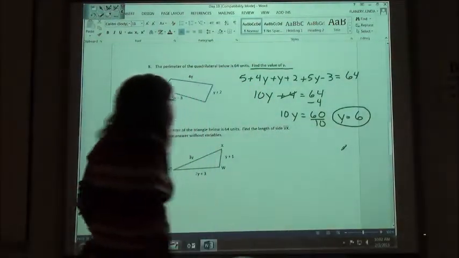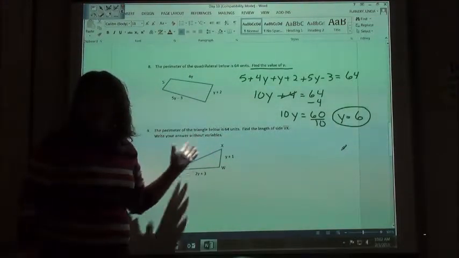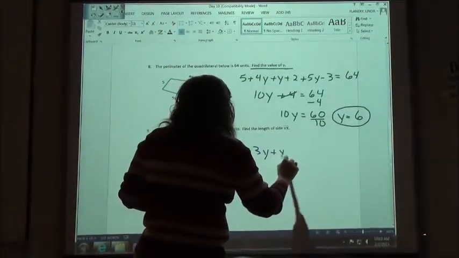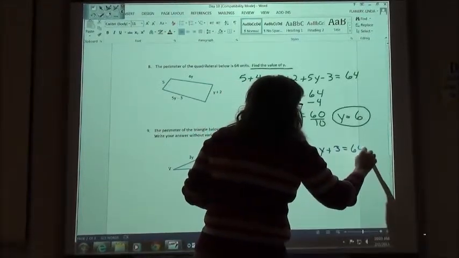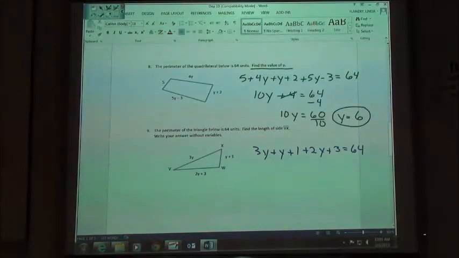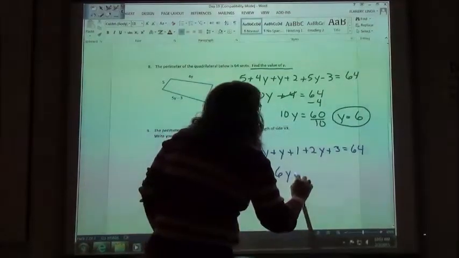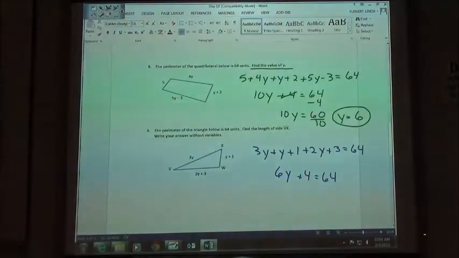Number 9, the perimeter of my triangle is 64 units. Find the length of side VX. Write your answer without variables. So again, since I have a triangle, I'm just going to add up my sides in order to find the perimeter. 3y plus y plus 1 plus 2y plus 3 equals 64. And so when I combine my like terms, I'm going to get 6y plus 4. Man, that looks pretty close to the other one. Equals 64.